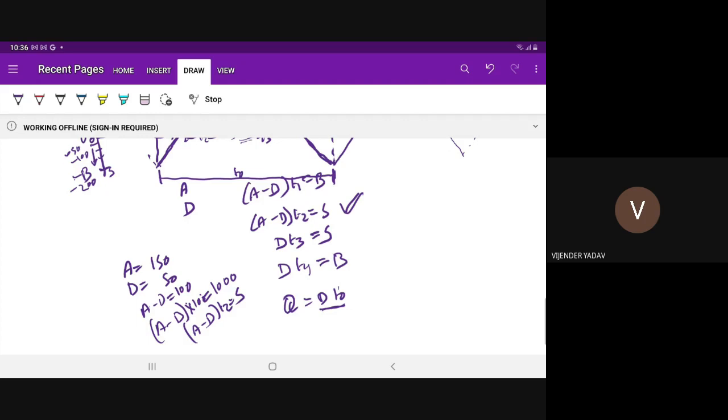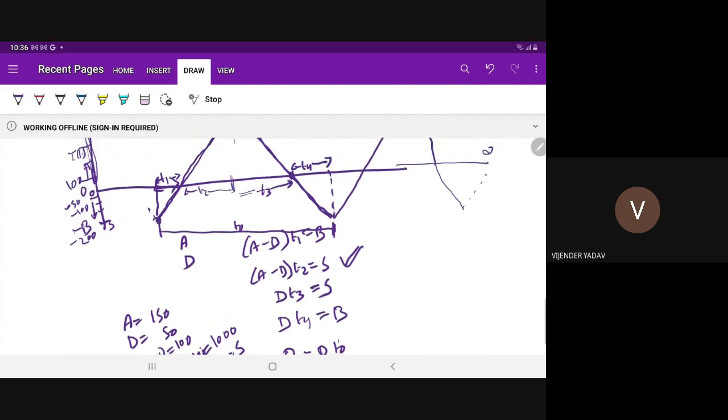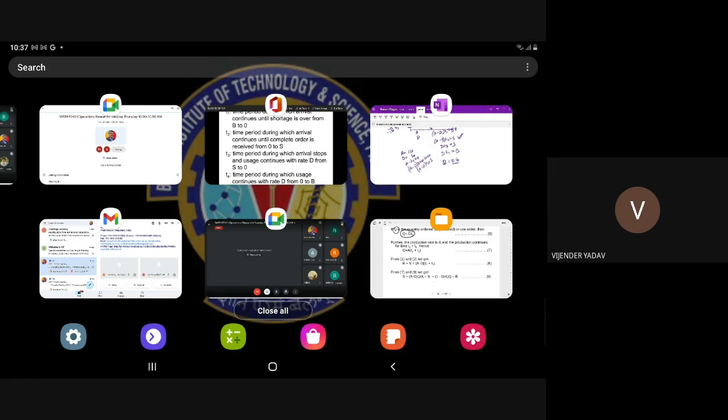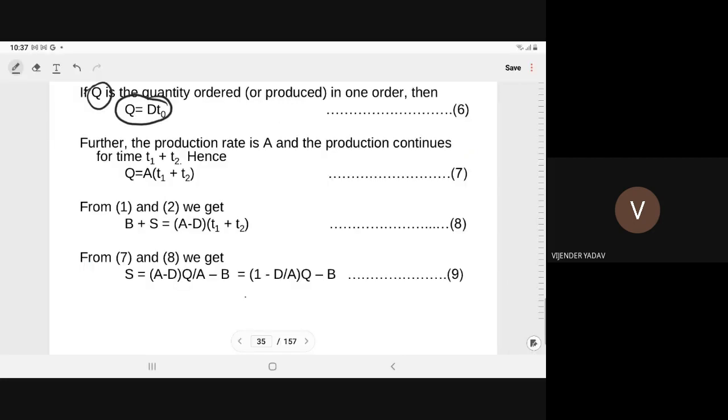Here, when we started our production system, at that time the level is minus B. When we have to restart our production system, then also we have minus B. Whatever we have produced, we have utilized to satisfy the demand in the period t naught. So that's why Q is equal to D into t naught. So in this case, what is t naught? From the figure, if you observe, t naught is equal to t1 plus t2 plus t3 plus t4.